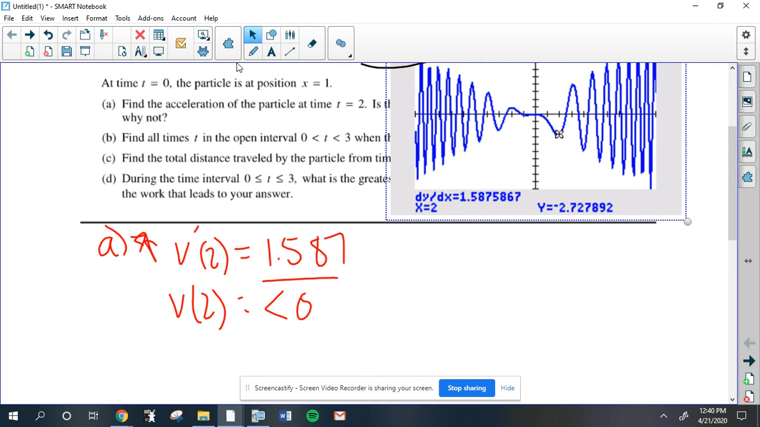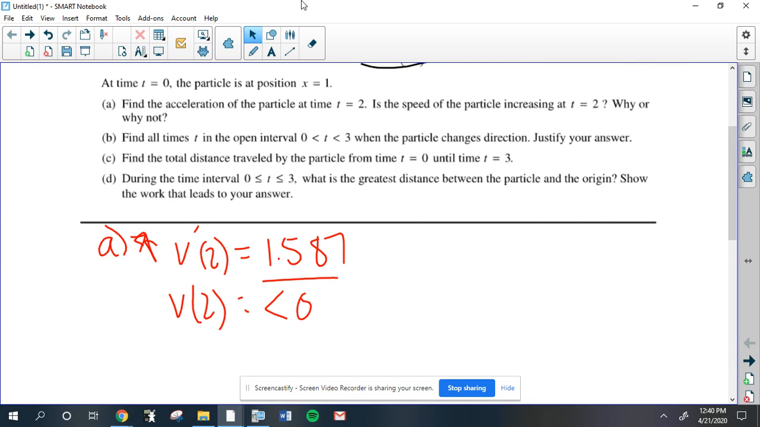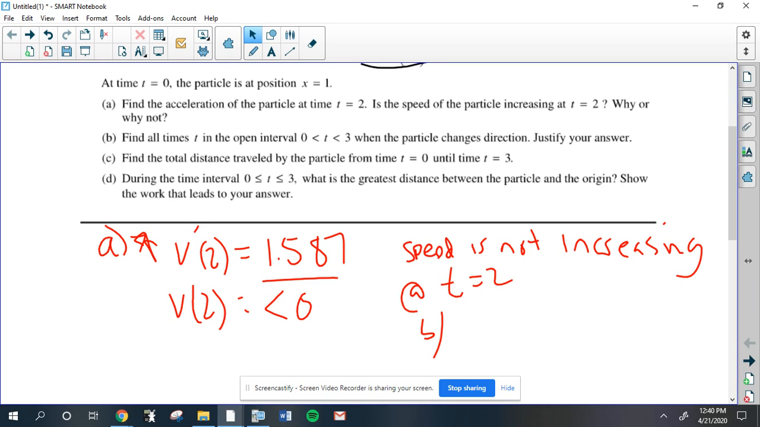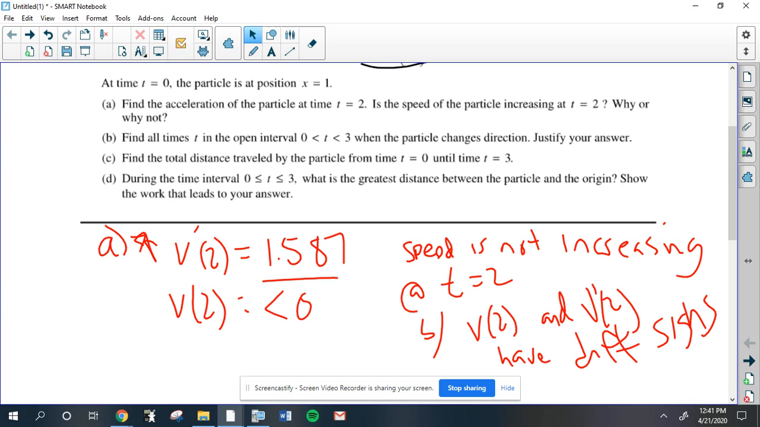So to answer the question, is the speed of the particle increasing? No, the speed is not increasing at t equals 2 because v of 2 and v prime of 2 have different signs. That was question A.